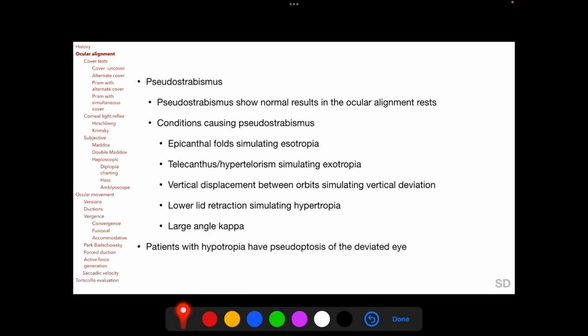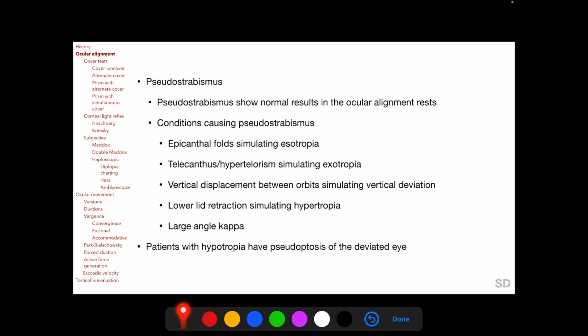In pseudostrabismus, there is an appearance of deviation between the two eyes without any actual deviation being present, and pseudostrabismus patients show normal results in ocular alignment tests. Conditions causing pseudostrabismus include epicanthal fold simulating esotropia, that is inward deviation of the eyes, telecanthus or hypertelorism simulating exotropia or outward deviation of the eyes, vertical displacement between the orbits simulating vertical deviation, lower lid retraction simulating hypertropia or upward deviation of the eye, and a patient with large angle kappa also appears to have strabismus.